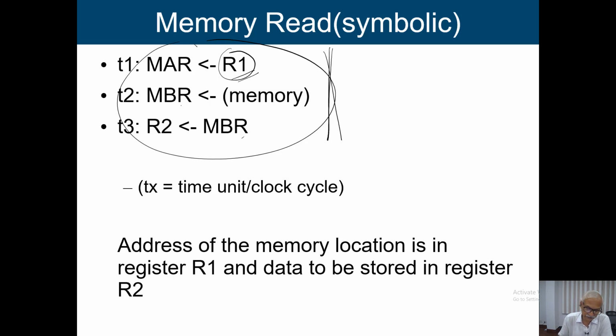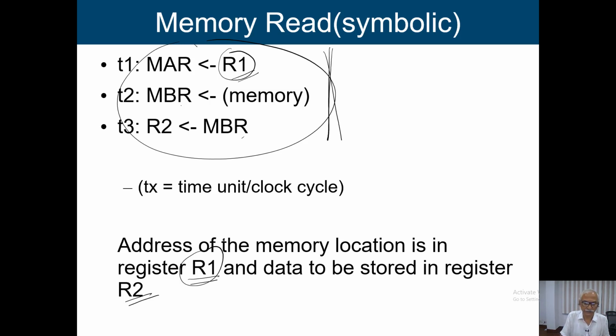So basically, what we have performed is this: the address of the memory location is in register R1 and the data is to be stored in register R2. That means we are giving an address of a memory location which is in register R1, and we get this information.